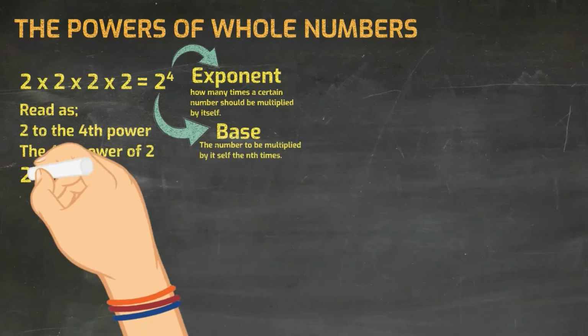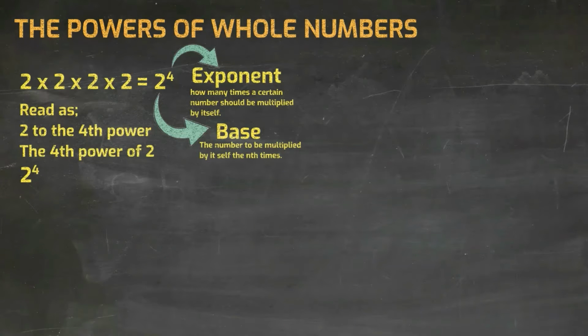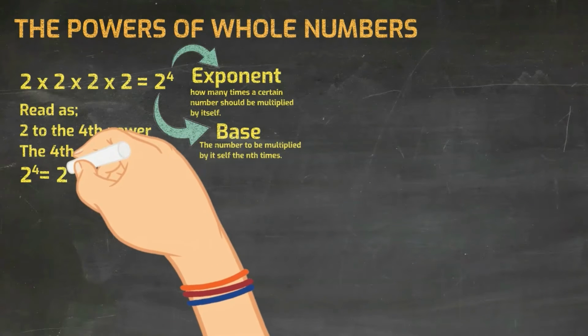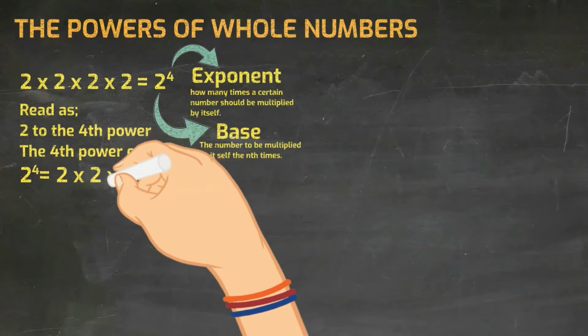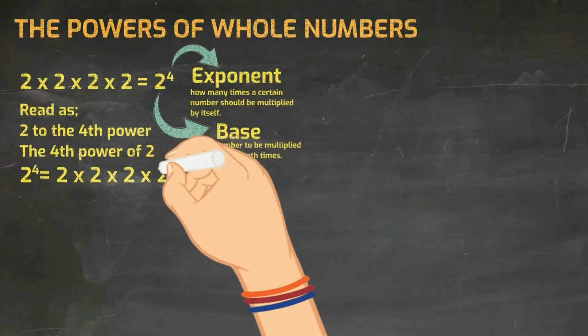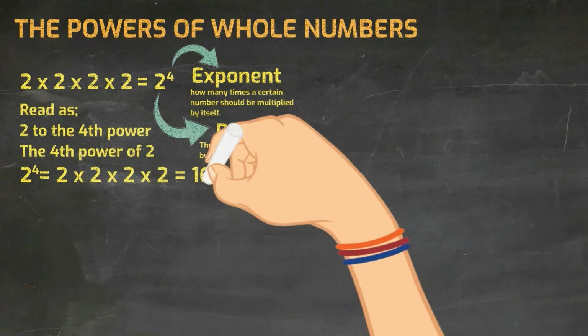If we are to evaluate 2 to the 4th power, 2 to the 4th power is equal to 2 times 2 times 2 times 2. And this is equal to 16.